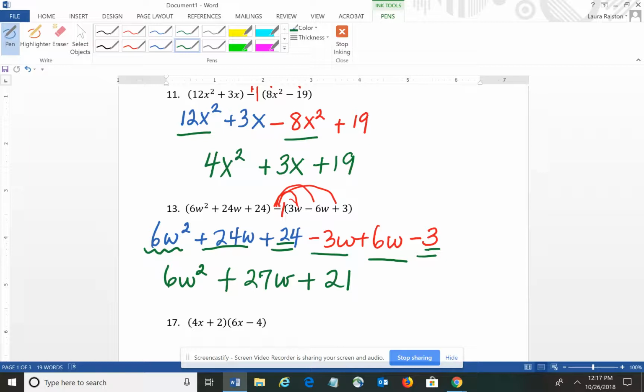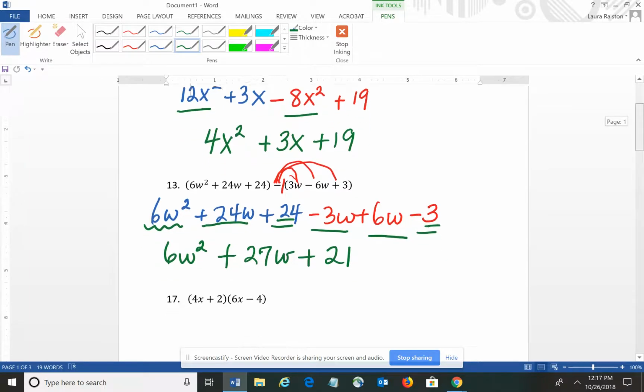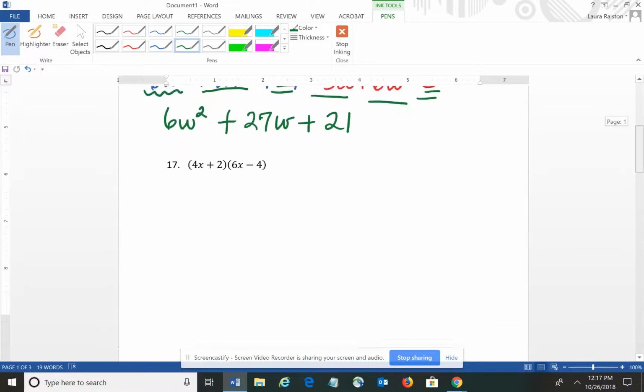So to add and subtract polynomial expressions, we simply combine like terms. Whenever you're subtracting, though, be very careful about the signs. The next couple of questions are multiplication problems. And basically, we use the distributive property. We distribute each term in the first parentheses to each term in the second parentheses.